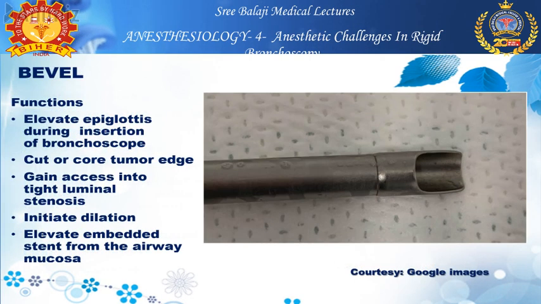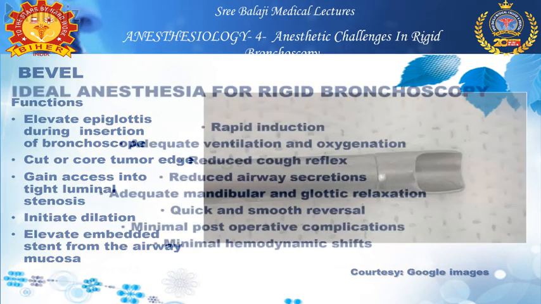Now coming to the distal end. The distal end is always beveled, and this is the part that is introduced into the patient. The reason for having a bevel is to elevate the epiglottis during insertion of the bronchoscope, to cut or core the tumor edges, to gain access in tight luminal stenosis, to initiate dilatation, and to elevate the stent that is embedded in the airway mucosa.